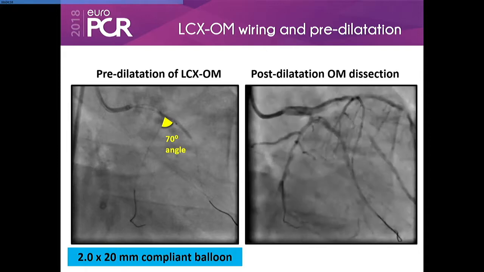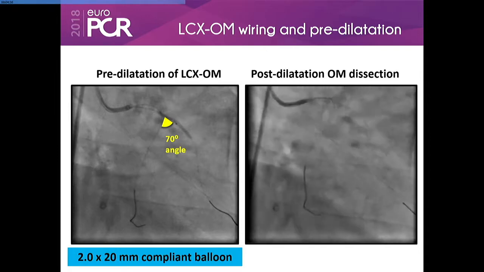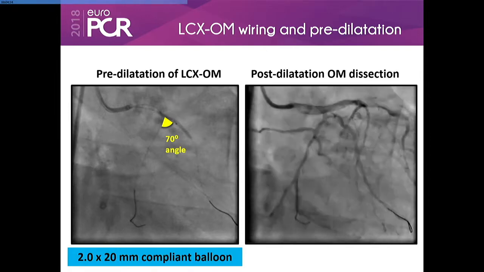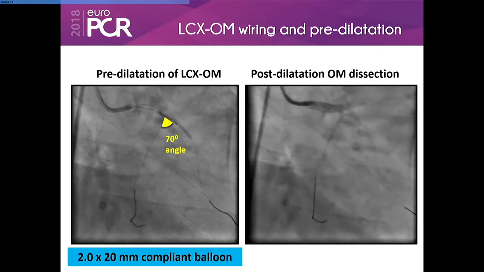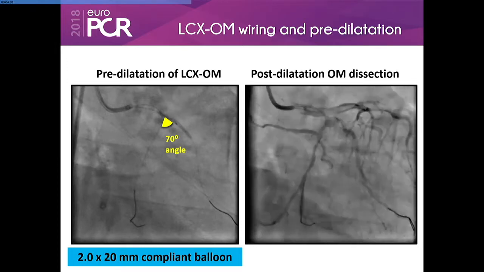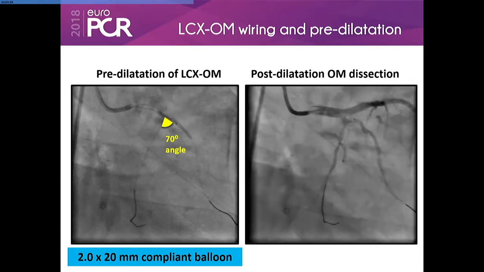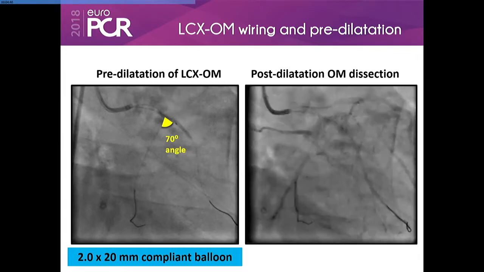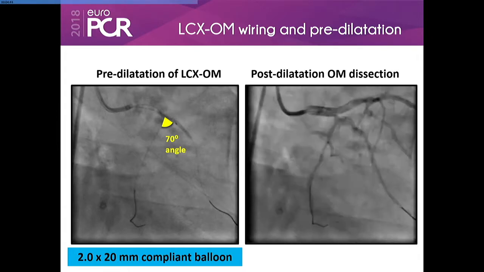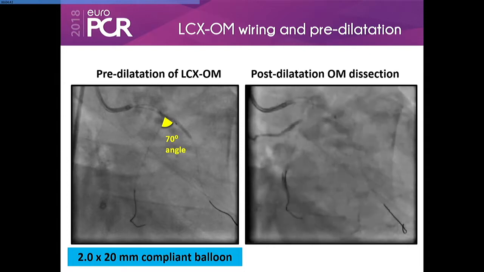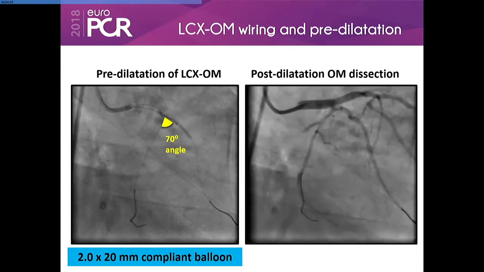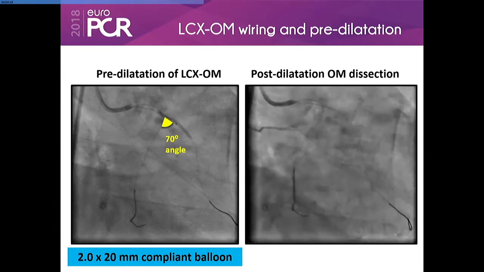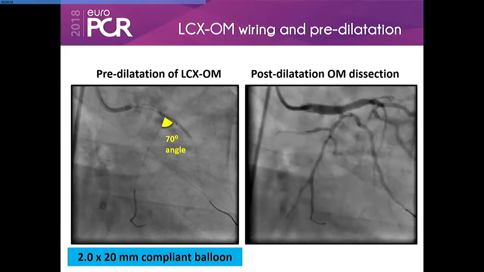At this stage, we had several options to choose from: either to go provisionally, treating the LCX proper as a side branch and going for a stent from the ostium of the LCX into the OM, or to choose a two-stent strategy from the start. And according to the angle, which you have seen during balloon inflation, we chose to go for the DK crush technique.